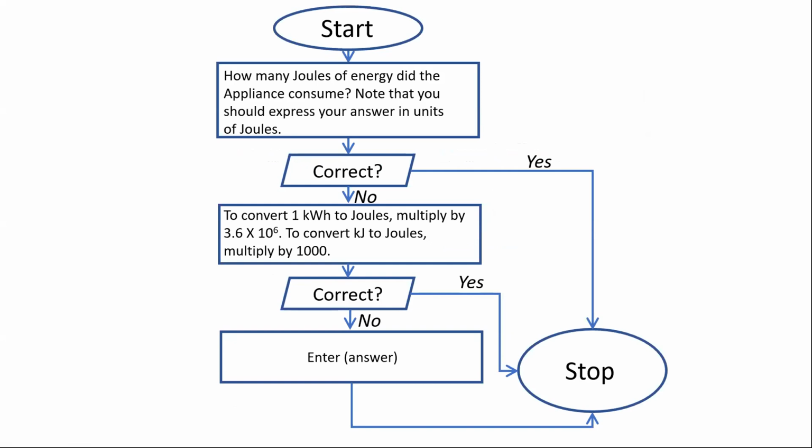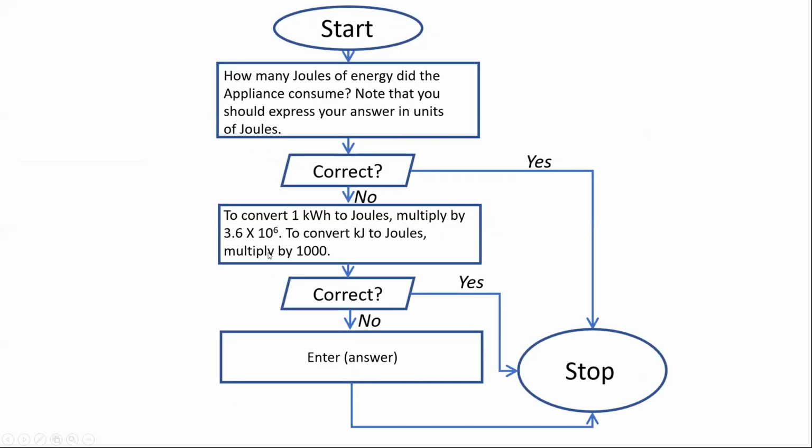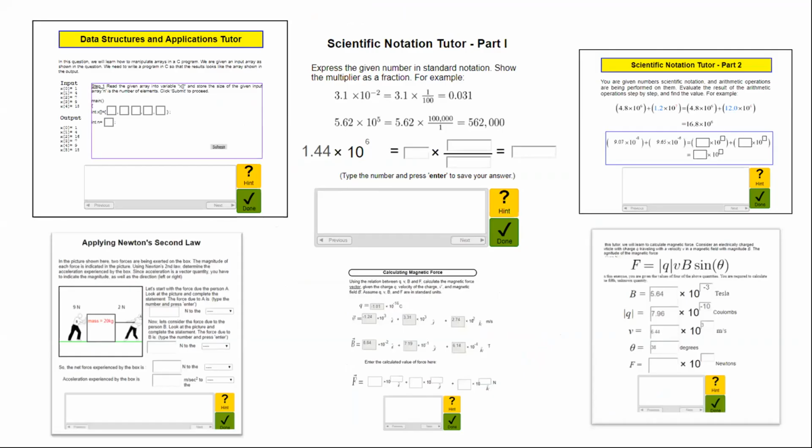And we used a small flowchart method to find out how to give our hints. So for example, we thought of how many joules of energy the appliance consumed. What do we do if the students give the correct answer, or if they give the wrong answer? How should we structure our hints? So we made a small flowchart for ourselves in order to structure the hints and to decide what kind of hints to provide for the students. So that's just one example.